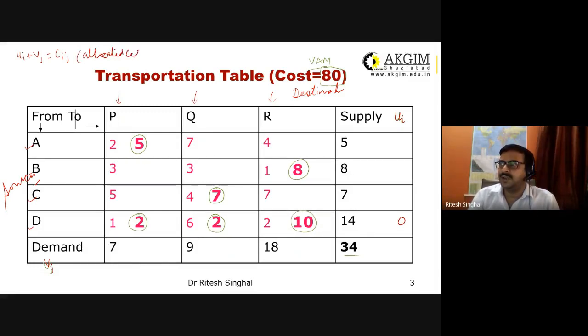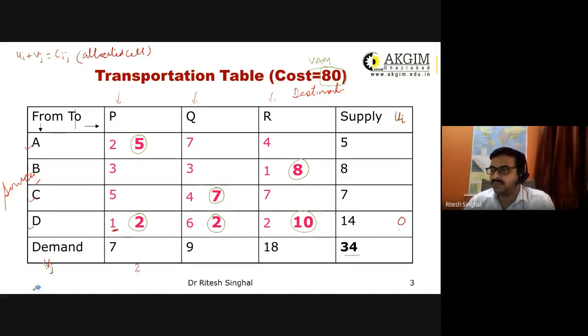That is for each allocated cell. So complete all the values of UI and VJ here. We can see here this is 0 and CI is 2, then VJ becomes 2. And you can also understand it like this: for this particular cell, UI is 0 and VJ is 2, and the total of UI and VJ is the cost in this particular cell.